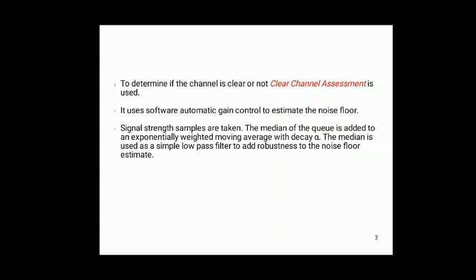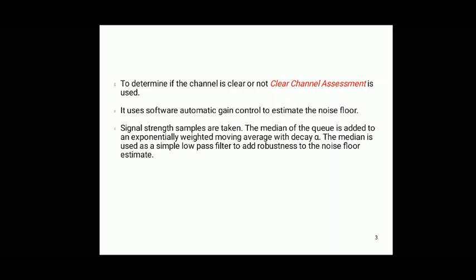The median of the queue in which these signal samples are stored is added to an exponentially weighted moving average with a decay alpha. The median is used as a simple low-pass filter to add robustness to the noise floor estimate. This robustness is used because the noise level changes depending on the environment.